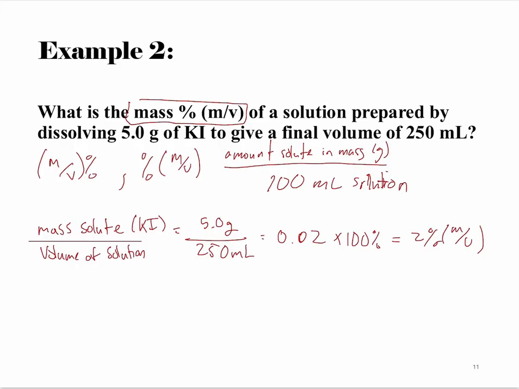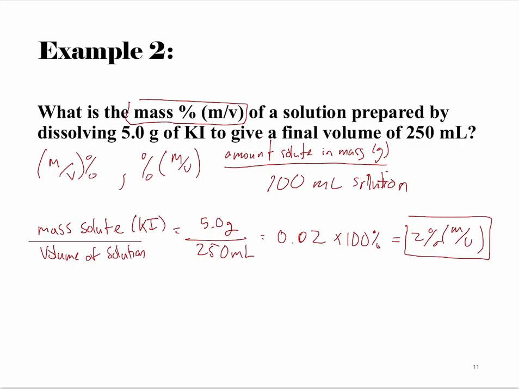All right, so there are 2 different ways that you're going to be given these mass to volume percentages. One is when you're given the amount of solute in grams and the amount of solution in volume. The other way the problem will be given to you is when you're given the concentration and have to find the amount of solute dissolved in that solution. All right, so this is the answer. This would be a 2% mass to volume.